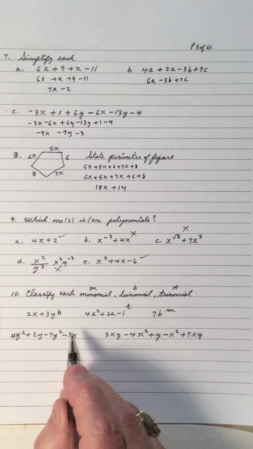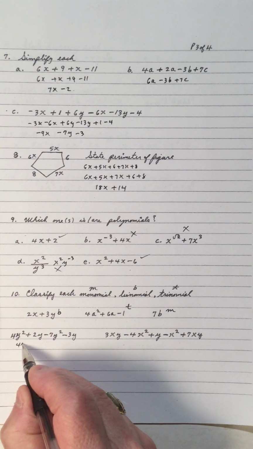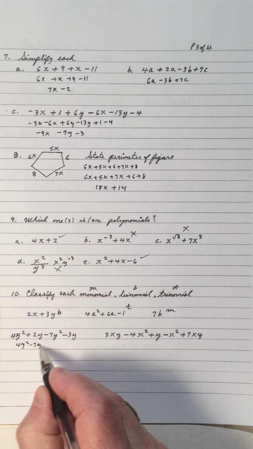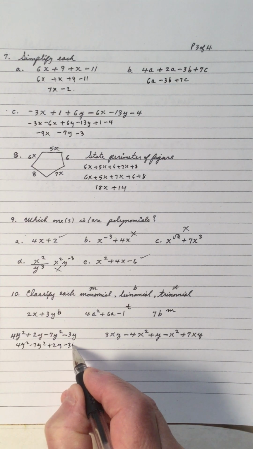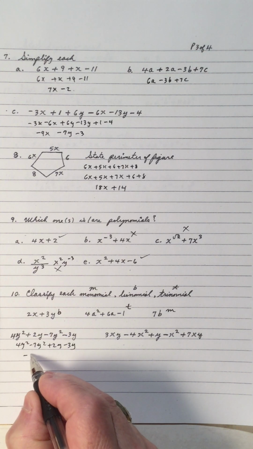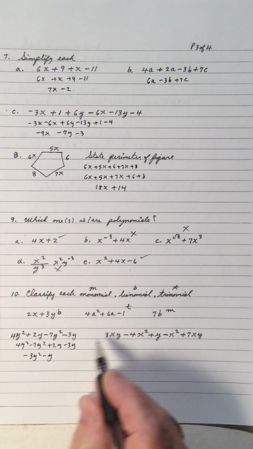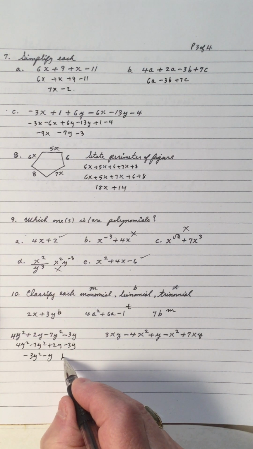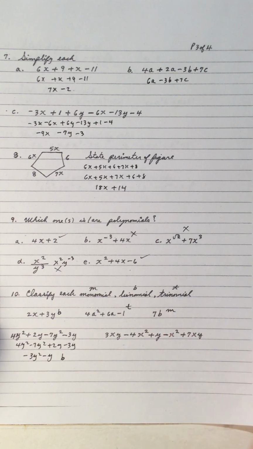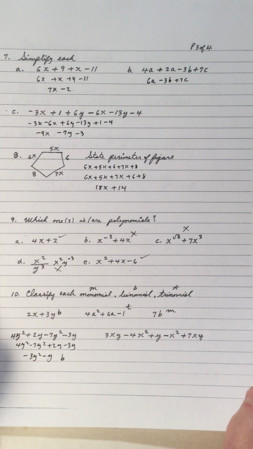And now we have to simplify them, so we have the y's squared, so we got 4y squared, 7y squared, plus 2y minus 3y. So that's a negative 3y squared minus y. So they're simplified. So when they're simplified, we say this is a binomial. So the expression has to be simplified in order to call it a mono, bi, or tri.